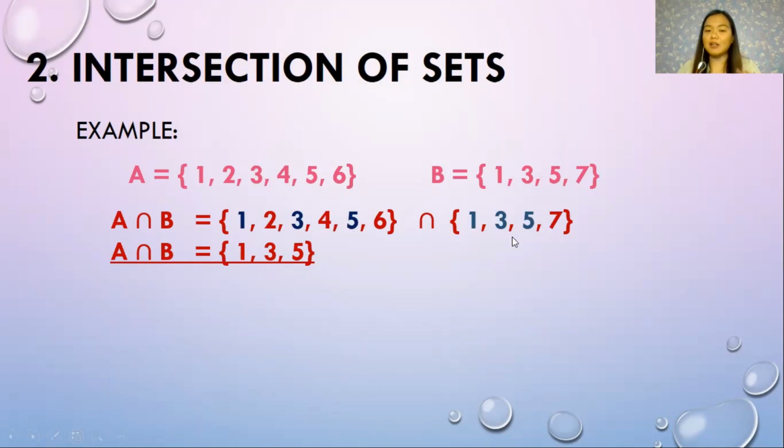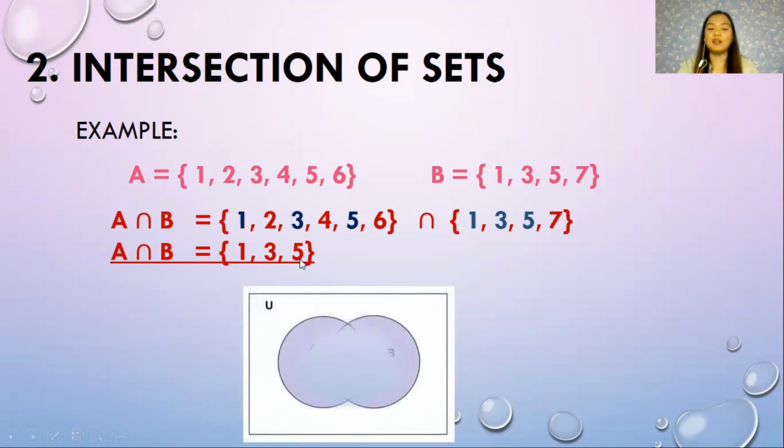Now, bakit may highlight? Bakit may naiibang kulay? Yan yung mga numbers na common to them. So, those are the elements that are in A and in B. So, yung element na nandun sa dalawa, common element. So, yung common element nila, 1, 3, and 5. So, using the Venn diagram, let's illustrate that.